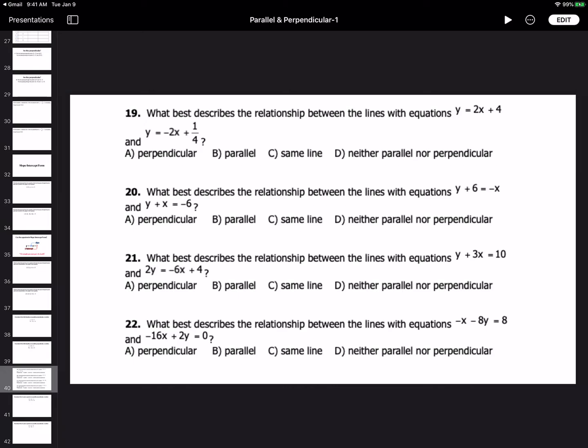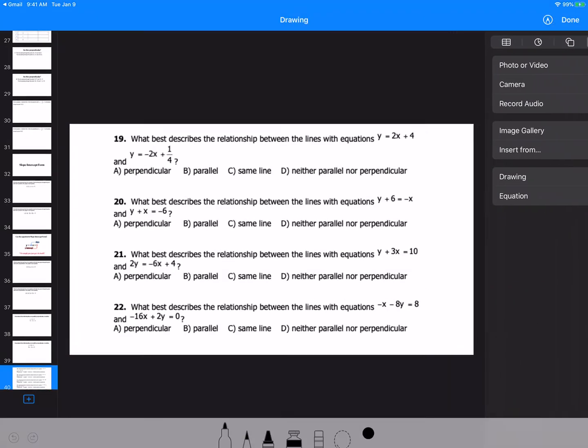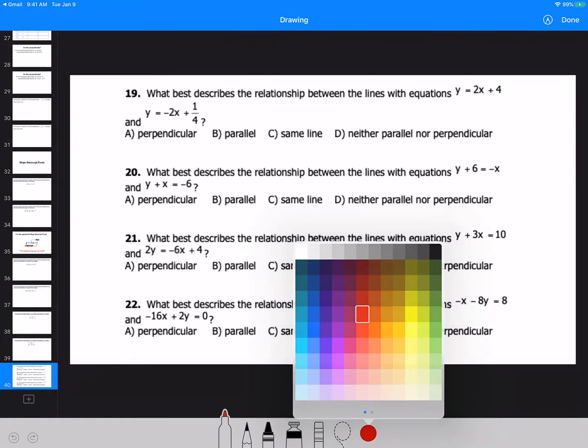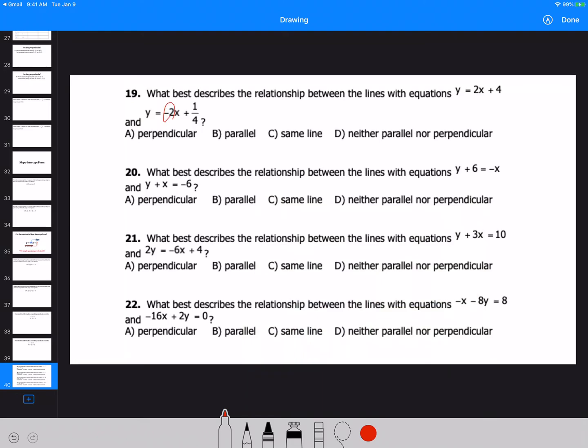Okay, so for the first question, you have a slope of -2 and +2. Now notice that they are not the same nor negative reciprocal. So you're going to say neither parallel nor perpendicular. If you're wondering what the same line is, same line means exact same equation. So if the first equation was, let's say, y equals 2x plus 4, the second equation is also y equals 2x plus 4. That's what it means to be the same line.